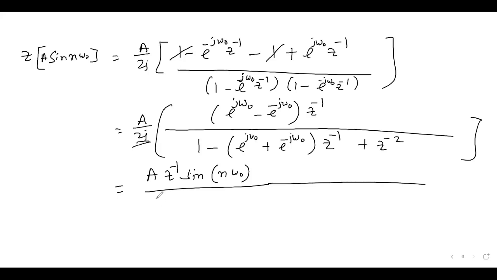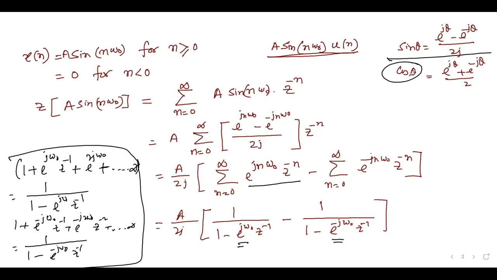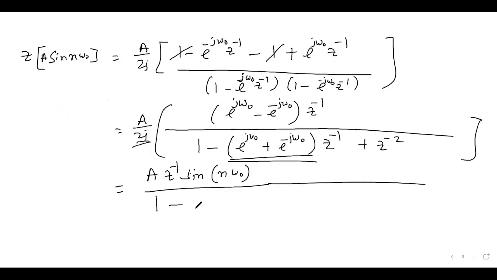So what about the denominator? 1 minus, this formula, you know, it is 2 cos theta. e to the power j theta plus e to the power minus j theta is 2 cos theta. So that means this is 2 cos omega 0 z to the power minus 1 plus z to the power minus 2. All right.